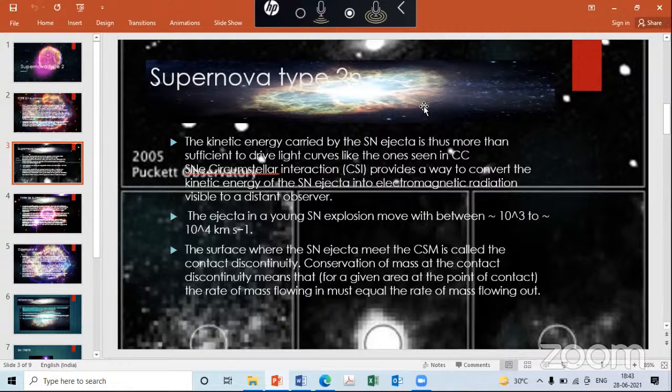The surface where the supernova ejecta and the circumstellar medium meet is known as contact discontinuity. This contact discontinuity obeys conservation of mass, where conservation of mass means the rate of mass flowing in is equal to the rate of mass flowing out.